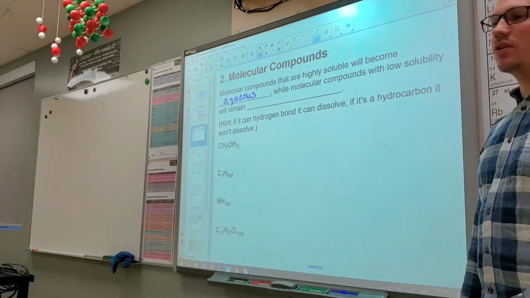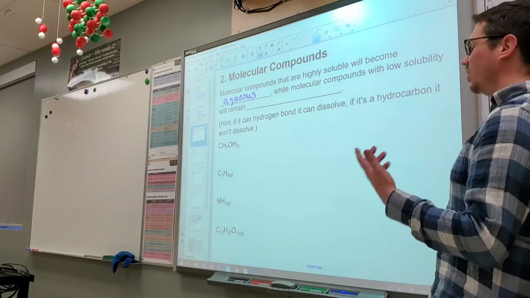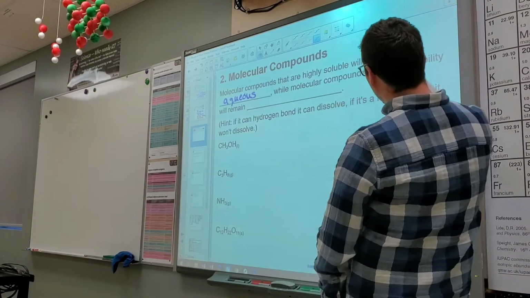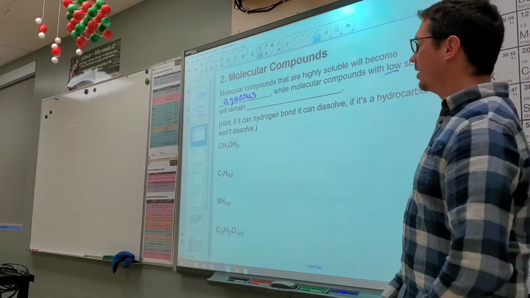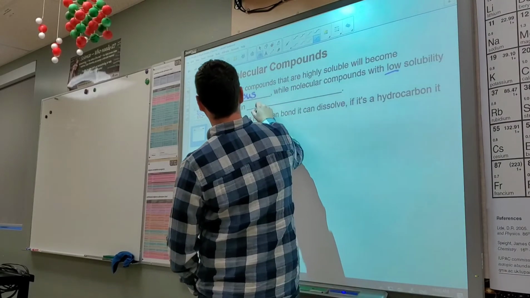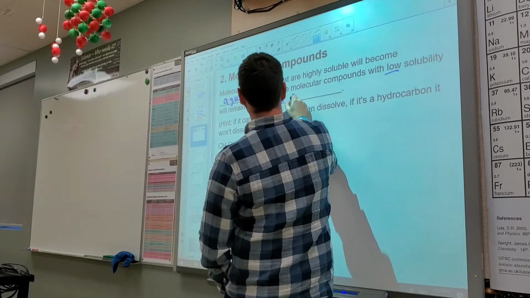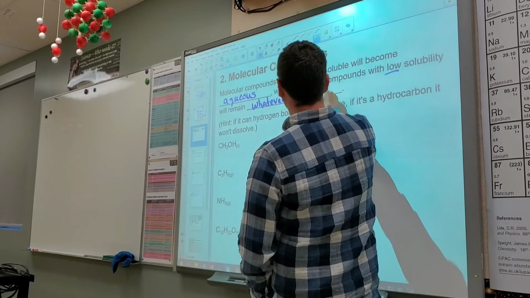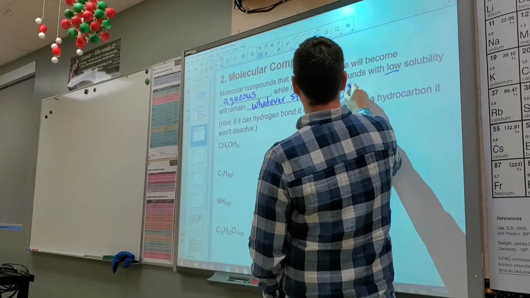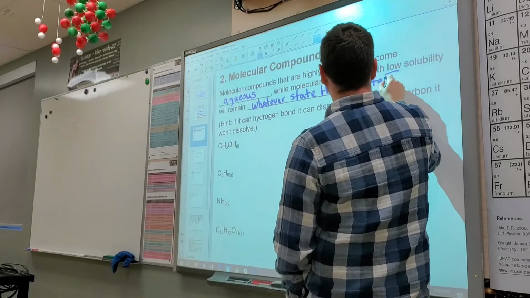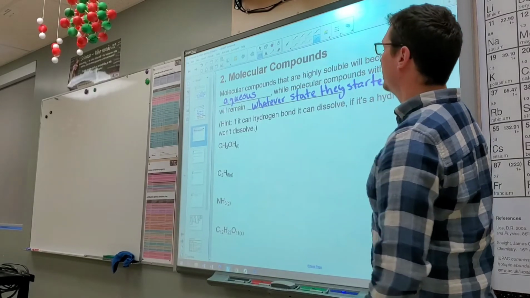If there's a molecular compound that has high solubility, it'll be aqueous, while molecular compounds with low solubility will remain whatever state they started as. Hopefully that makes sense.